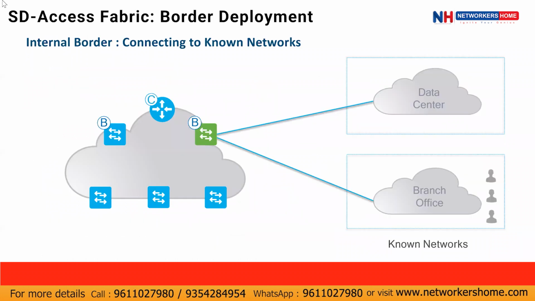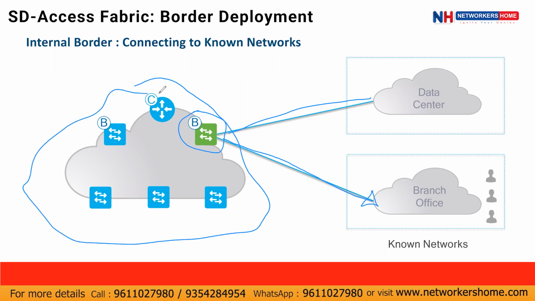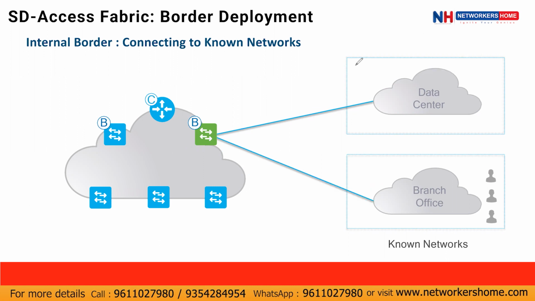So if you see, internal network is connected. Now if this is an internal border, it is connecting the data center or branch office with this specific site. So this is the internal border connecting the known networks, because data center and branch office are the known networks. It's internal to the organization.